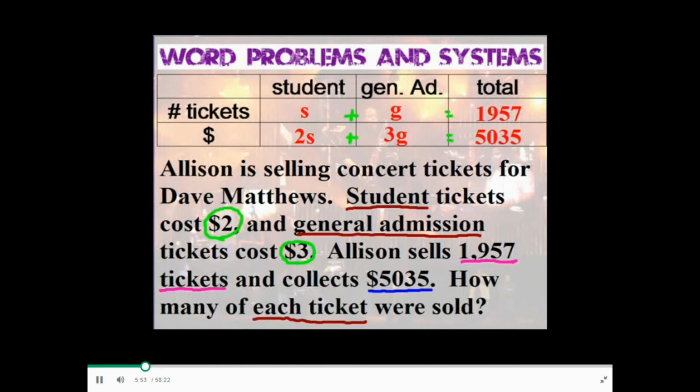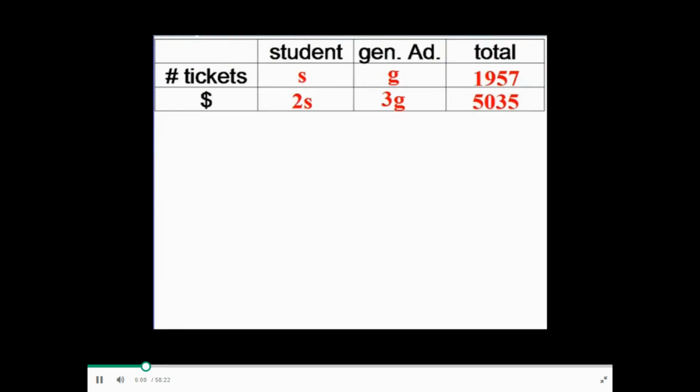Now that we have this set up, you've done the hard part. You already know how to do substitution and elimination. But just as a refresher, let's go ahead and go through it.